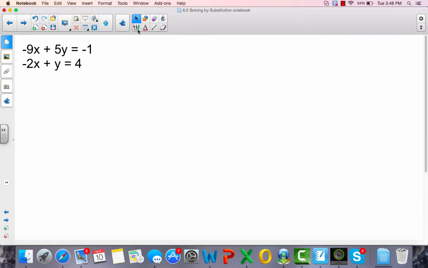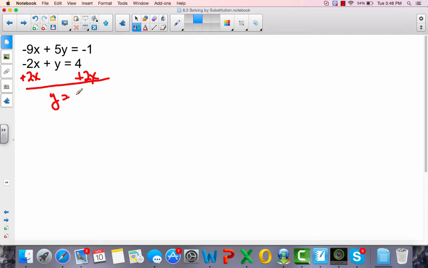All we've got to do is move the negative 2x by adding 2x right here and getting it away from that side. Add 2x to this side. And that gives us y equals 2x plus 4. So we've got y equals 2x plus 4. And we're going to take that 2x plus 4 and we're going to replace it up here in this equation where it says 5y. So we've got negative 9x plus 5 times (2x plus 4) equals negative 1.